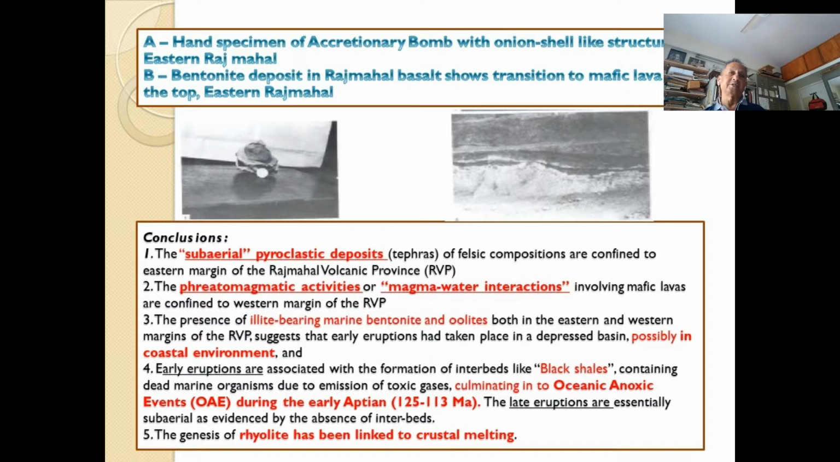in marine conditions. This, together with the occurrence of oolite, further confirms that they must have formed in a coastal environment of shallow water. The other conclusion that is derived is the occurrence of black shales at different levels in the lower part of the stratigraphic column, which suggests that there were anoxic conditions during the early part of the Aptian time.